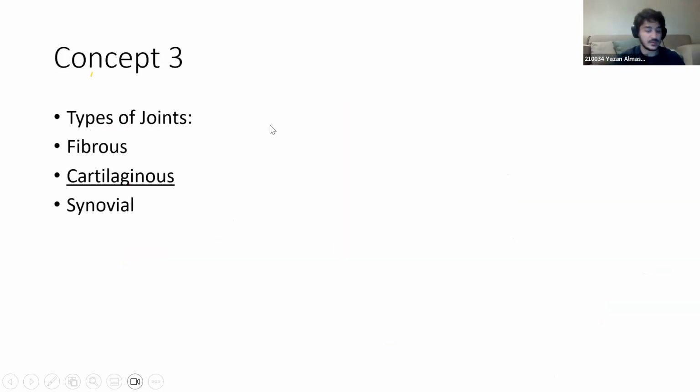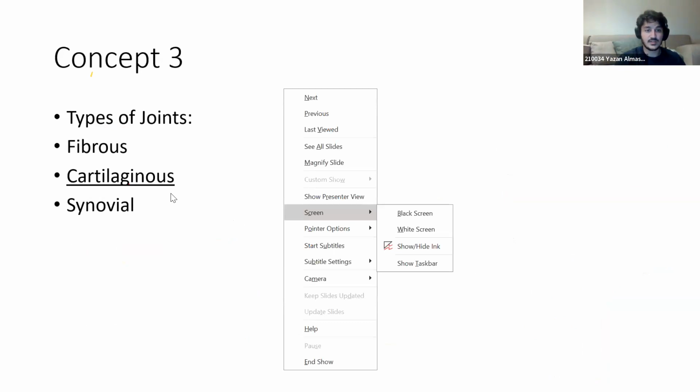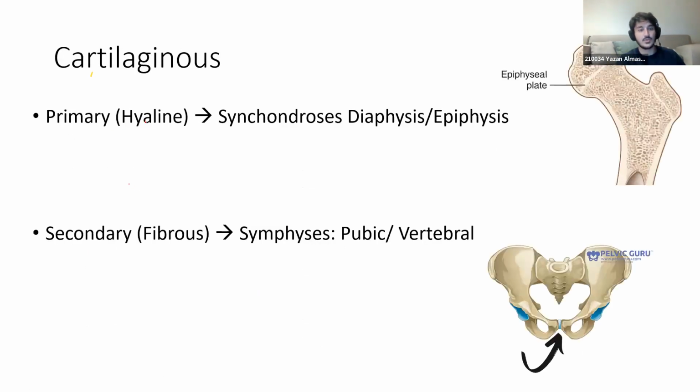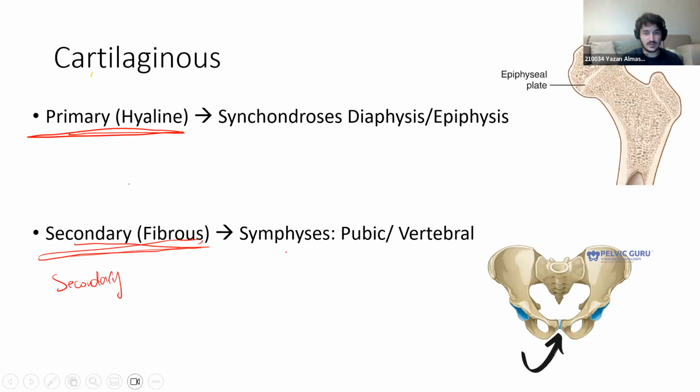Now, the second type of joints is the cartilaginous. So we have the primary or the hyaline cartilage, and we have the secondary or the fibrous cartilage. Now, the way people remember which one is which: secondary is usually located in the middle, either in the vertebra or the pubic symphysis, which both are in the middle. So secondary is in the midline.